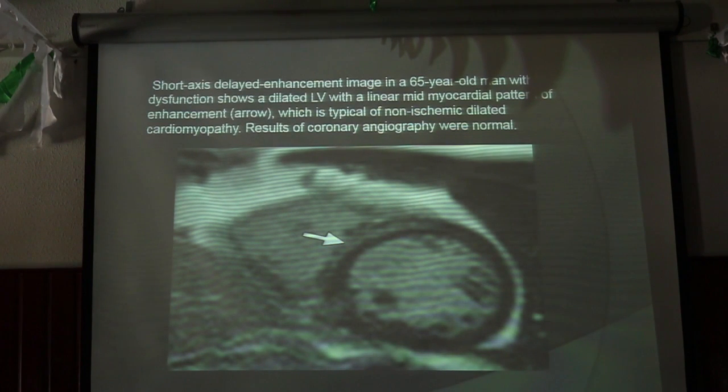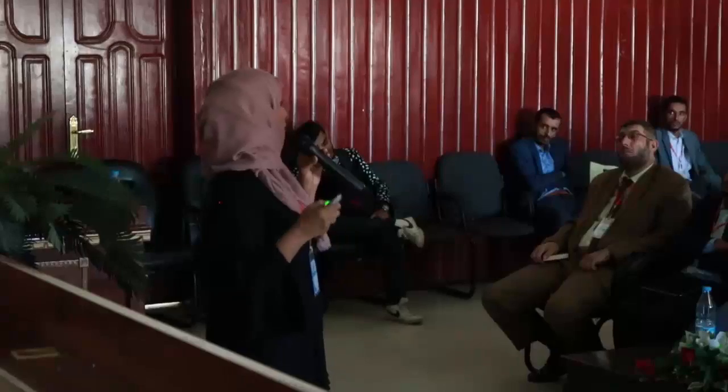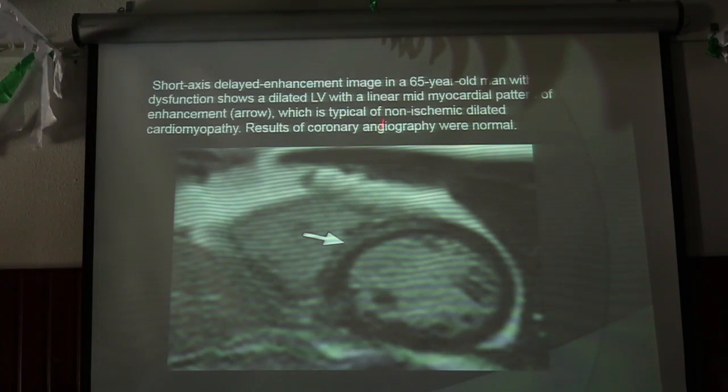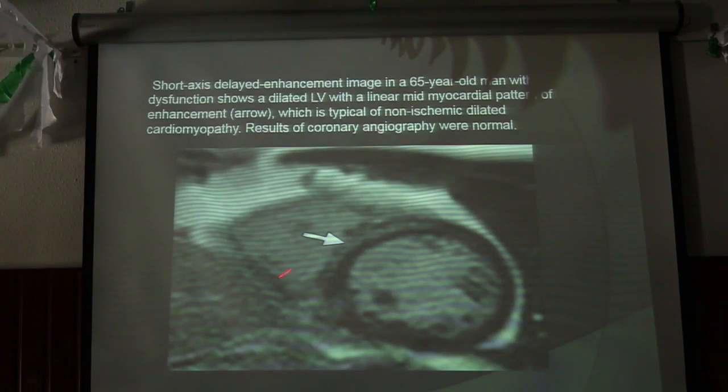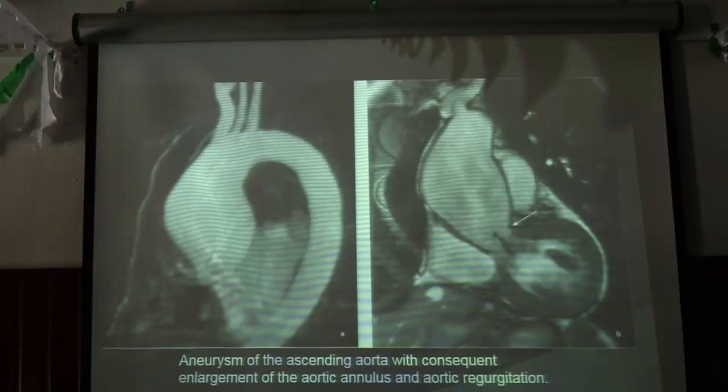I said that MRI is used to differentiate ischemic from non-ischemic cardiomyopathy. In this patient, the short axis delayed enhanced imaging in a 65-year-old man with a dysfunctional dilated left ventricle shows linear myocardial enhancement, which does not follow any vascular distribution, and this is typical of non-ischemic cardiomyopathy. The results of angiography were normal, and this confirmed that this is a non-ischemic cardiomyopathy.